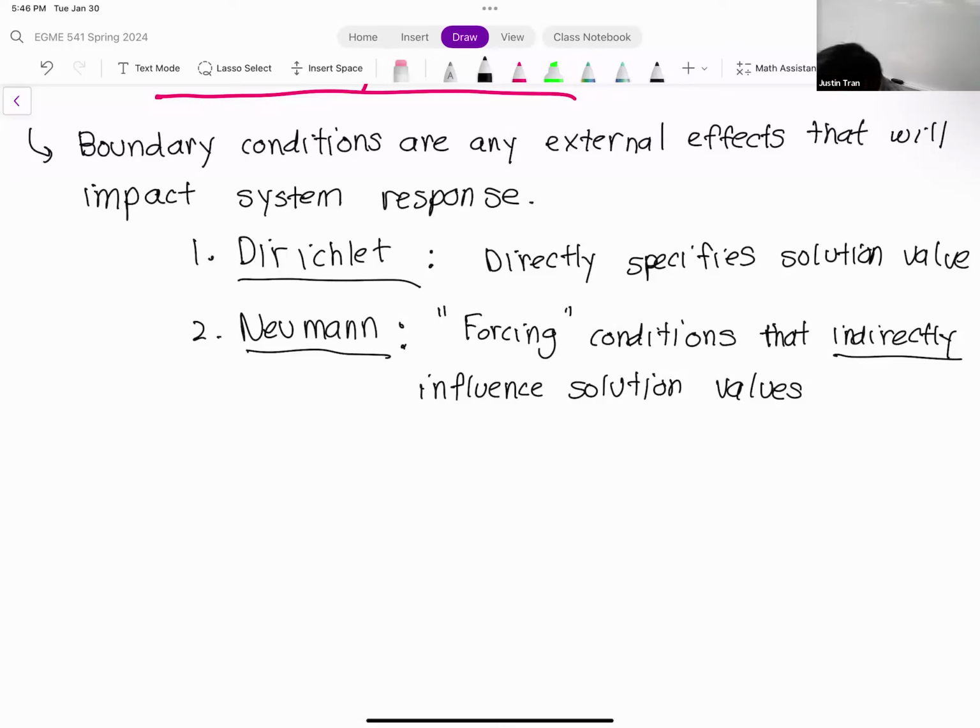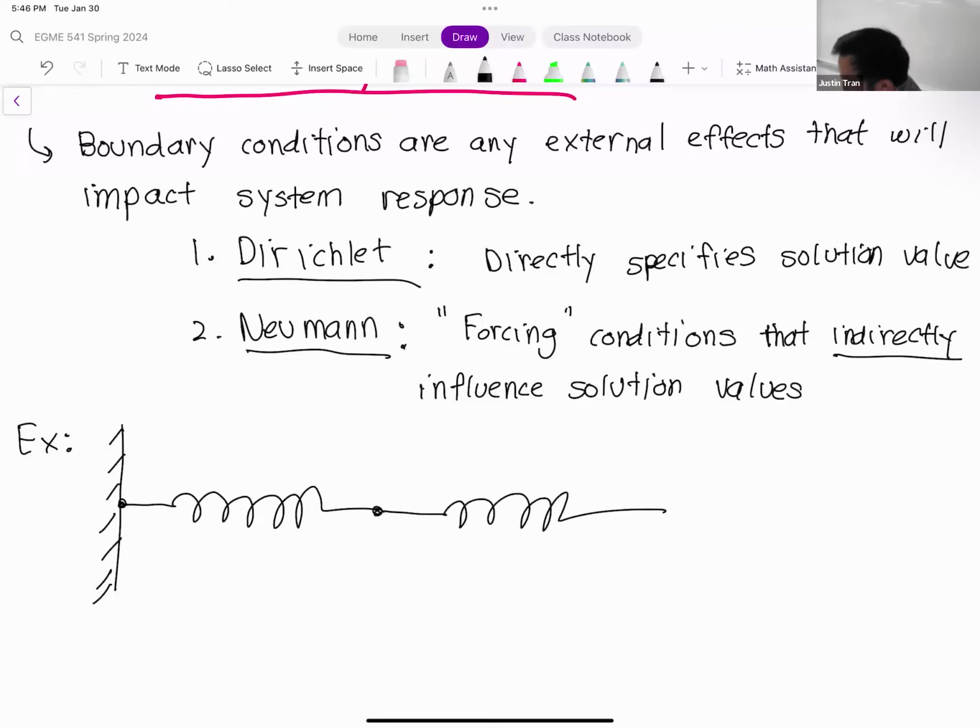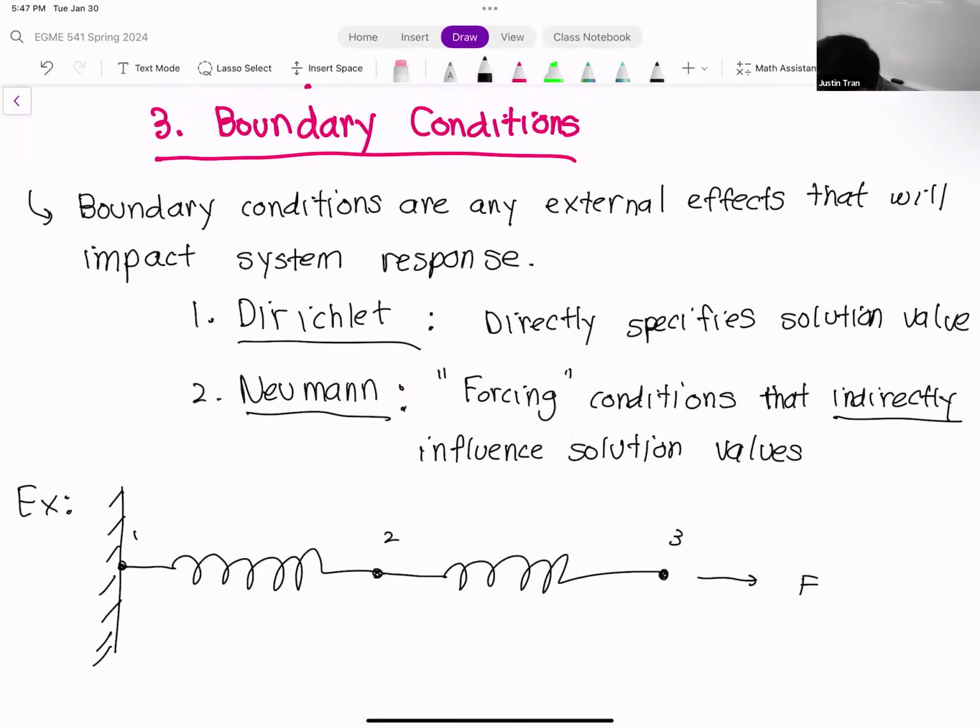Okay. So let me draw the example again, just so that we can talk about it. If you remember from last time, we were in the middle of this example, which is a two-spring system. And so we have a fixed wall on one side. We have a spring that's attached to that wall, and another spring that's attached to that. And then we have a force that's being applied on the end, just like that. Okay. So we have two springs that are connected in series. And we want to find out how much the springs are going to deform.